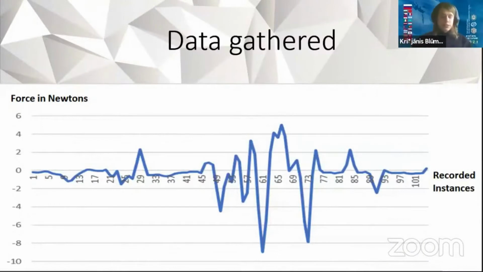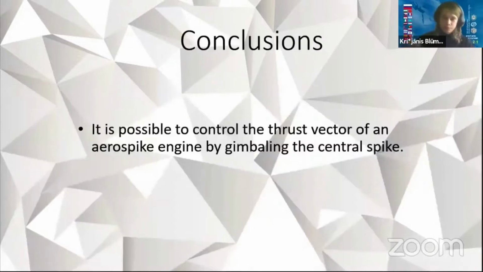Now, during these tests, the data that was gathered looked something similar to this. What this diagram shows is the change in sideways oriented thrust, or a change in the angle of the thrust vector. Every peak and valley is a change in the direction of the thrust vector. What this shows is that it is actually possible to control the thrust vector of an Aerospike rocket engine only by gimbaling the central spike.